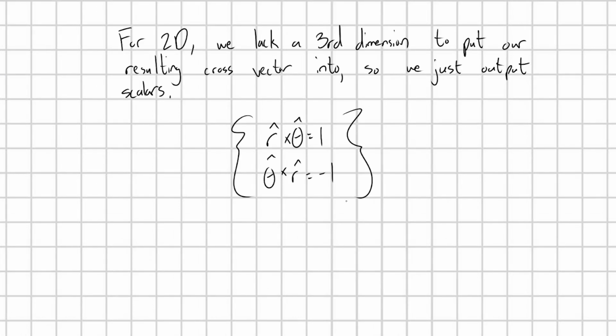Okay, and as I mentioned earlier, for this video we're dealing with polar coordinates, which is a 2D coordinate system. So for 2D, we lack a third dimension to put our resulting cross product vector into, so we just output scalars instead. So in polar coordinates, r hat cross theta hat, we can just say this equals 1, and theta hat cross r hat is equal to -1. We're not outputting vectors anymore because we're stuck in 2D and don't have a third direction to work with.